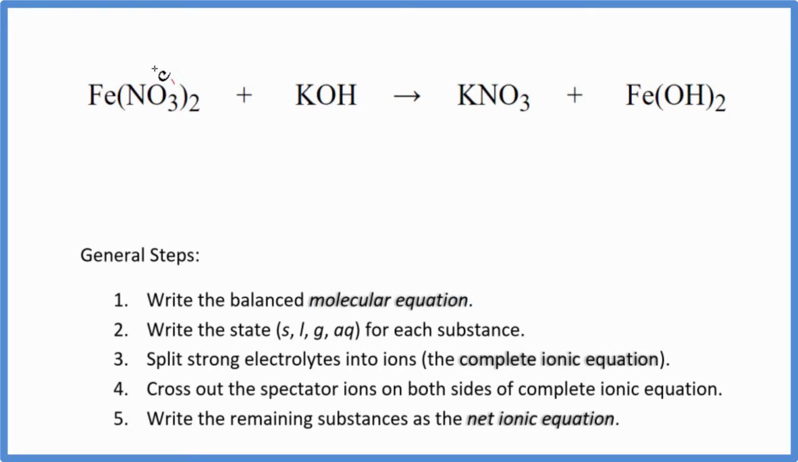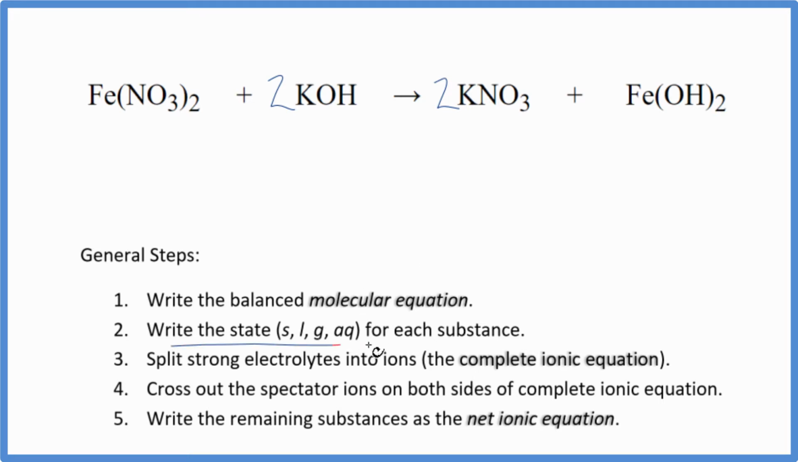You can see right now I have a nitrate here. I have two of them and only one here. I'm just going to put a 2 in front of the KNO3. That balances the nitrates, but now I have two potassiums. If I put a 2 here, that balances the potassiums. I have two hydroxides, which is fine because I have two here. I have one iron and one iron. That's the balanced molecular equation.